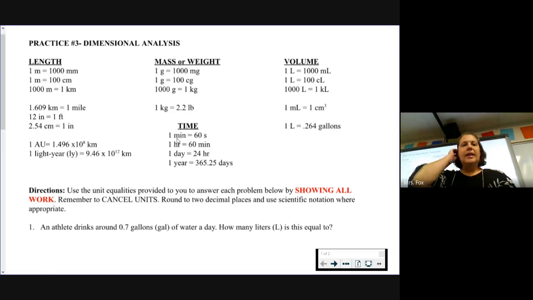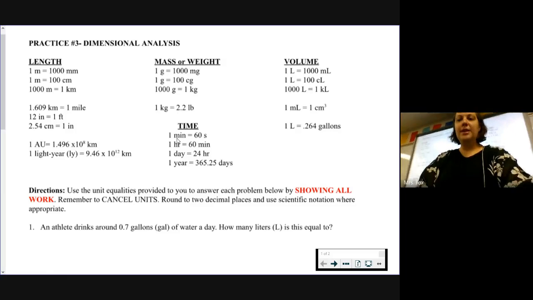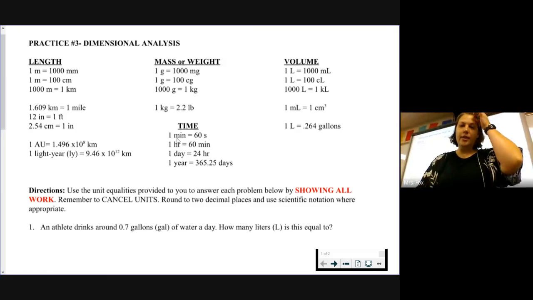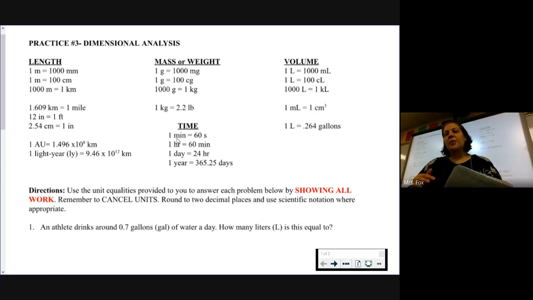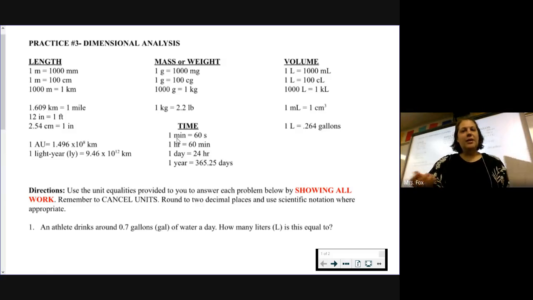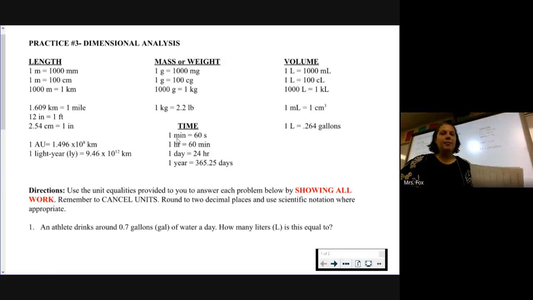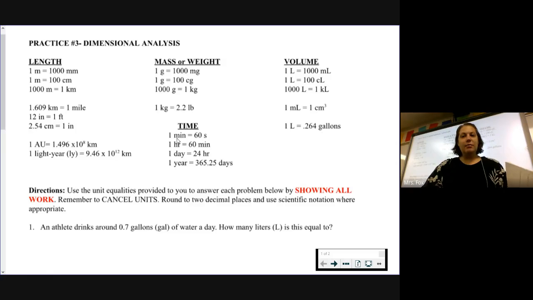Hi everyone. Today I'm going to be going over dimensional analysis practice number 3. If you were confused about any of the questions, make sure that you have a little look at this video. You can fast forward to the question. You can play it at 1.5 speed, whatever works best for you. But remember, you're going to be having an application tomorrow, which is graded for accuracy.